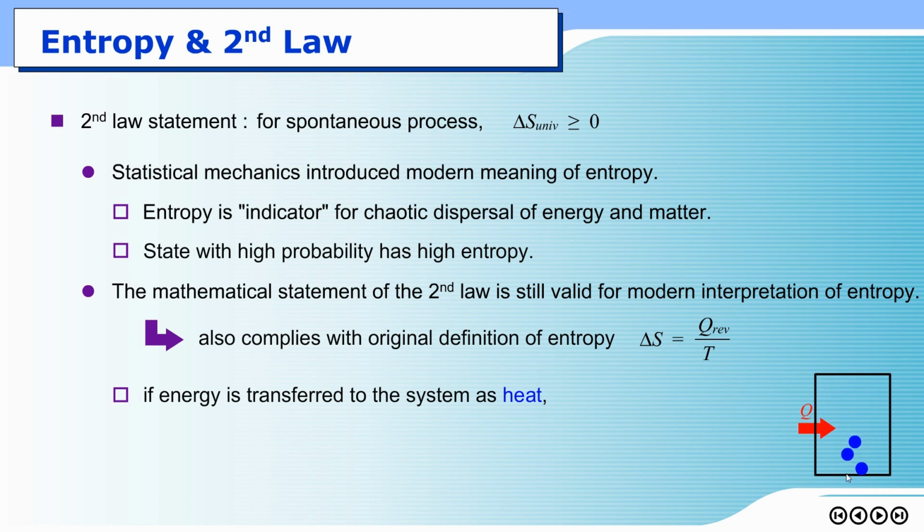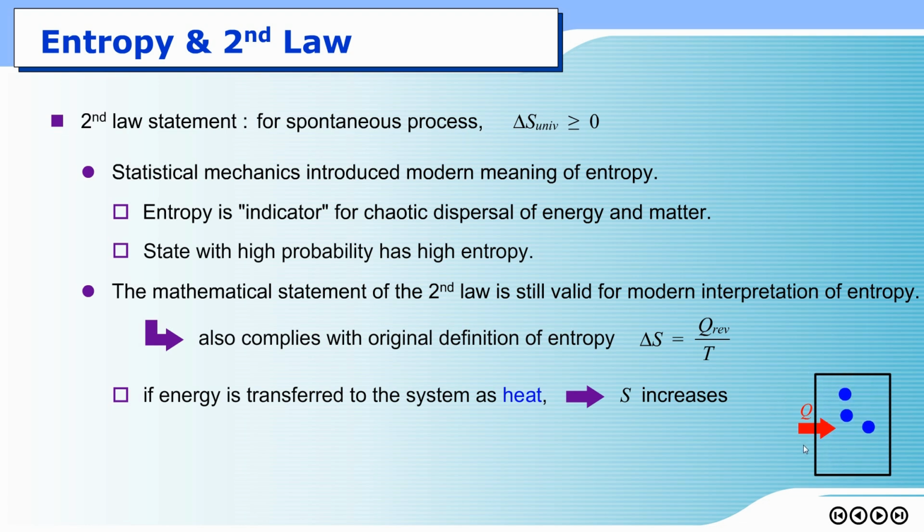And as a whole picture, you can see that it becomes more chaotic. So transferring energy as heat to the system creates more chaotic movement, and entropy is an indicator of chaotic dispersal of energy and mass. So in this picture, entropy is increased.